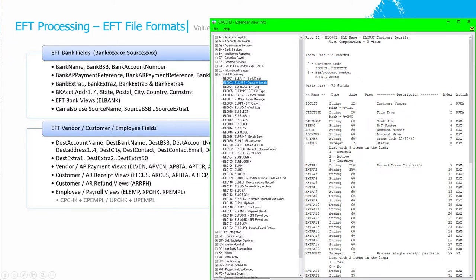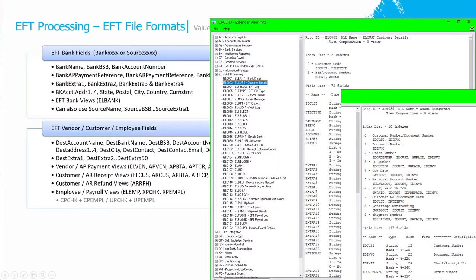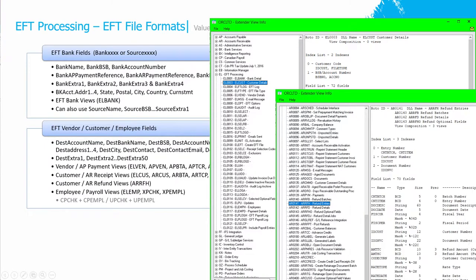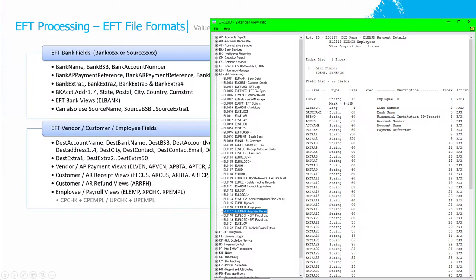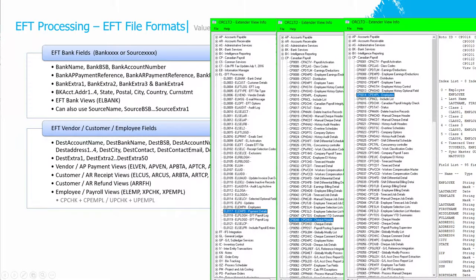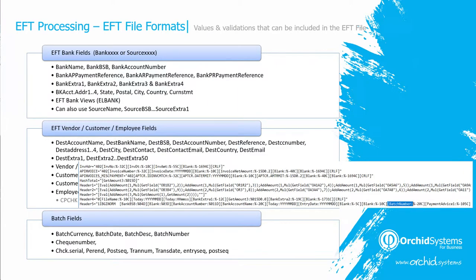For customers and AR receipts, you can use ELCUS, ARCUS, ARBTA, ARTCP, and AROBL. And for refunds, you can use ELCUS, ARCUS, and AR Refund View. And for employees, you can use the ELEMP and the XP, X being for either Canadian or US payroll check, and XP employee table. You can also use fields of the batch.